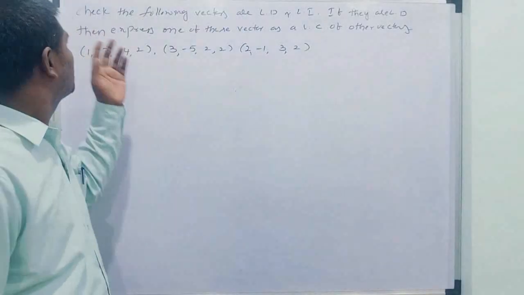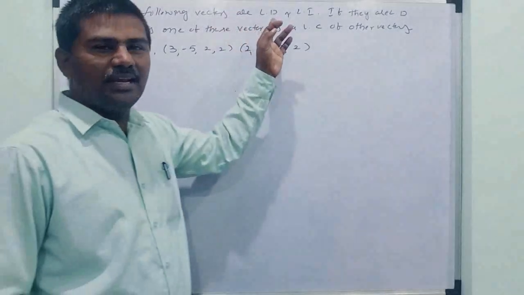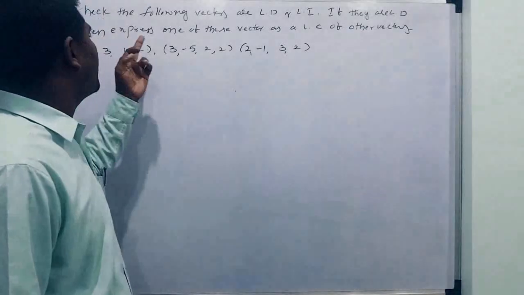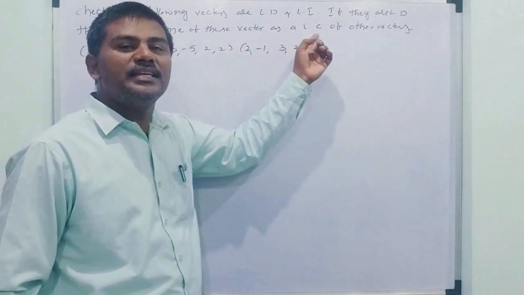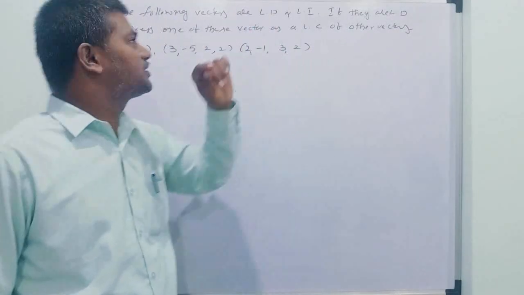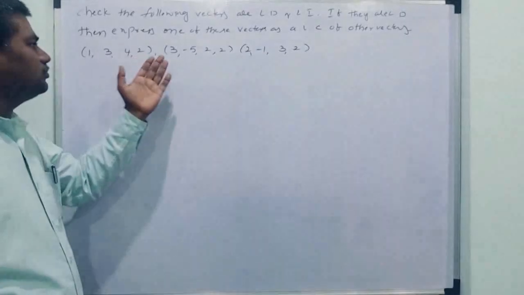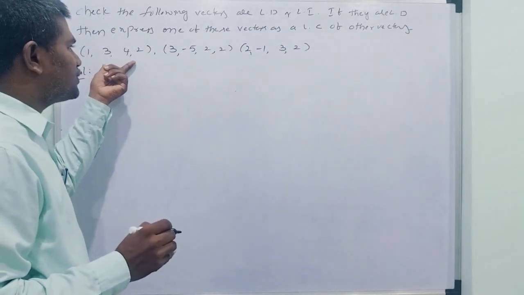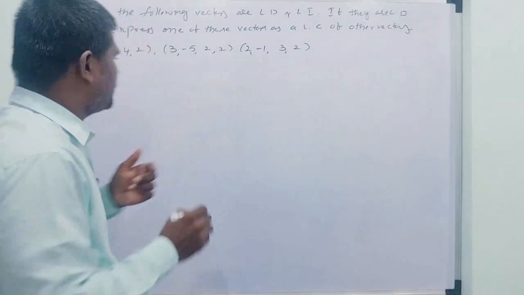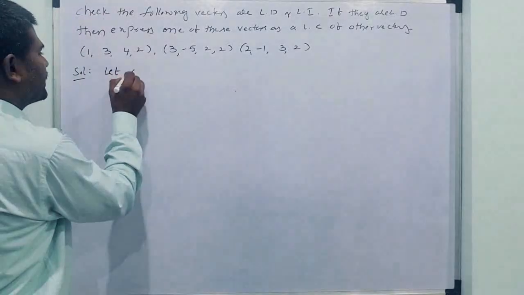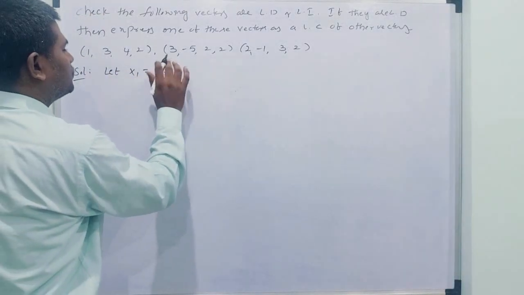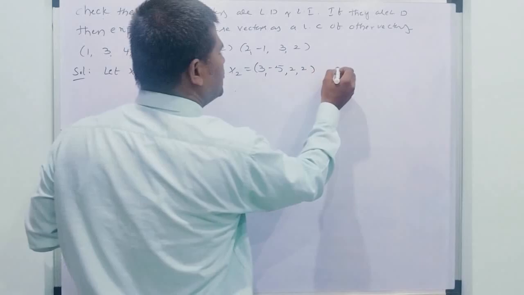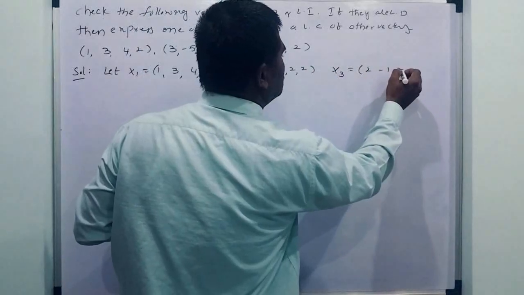Here is the question. Check whether the vectors are linearly dependent or linearly independent. If they are linearly dependent, then express one of these vectors as a linear combination of other vectors. Here is the problem. 1, 3, 4, 2. 3, minus 5, 2, 2. 2, minus 1, 3, 2. Let me take this as x1, this as x2 and this as x3. Let x1 is equal to 1, 3, 4, 2, x2 is equal to 3, minus 5, 2, 2 and x3 is 2, minus 1, 3, 2.